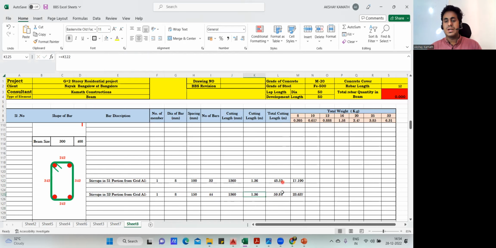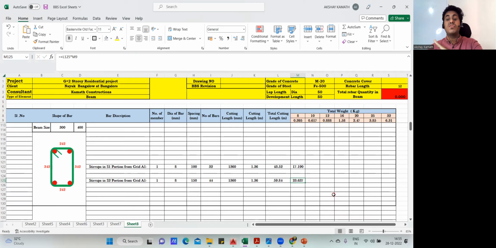Now coming to the total cutting length. Total cutting length will be the cutting length of 1 bar, 1.36 multiplied by 44 into 1 will give me the total cutting length. And since it's an 8 diameter bar, I'll put the weight in the 8 diameter column. So what is my total cutting length? My total cutting length is 59.84. So 59.84 multiplied by 0.395 will give me 23.67 kg. That's it. Finished. Now I finished the entire beam bar bending schedule.